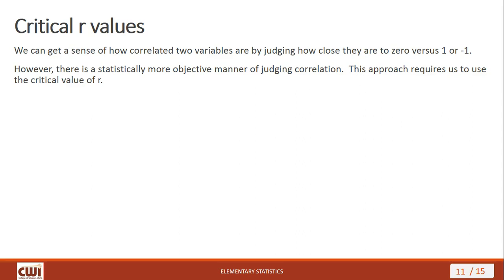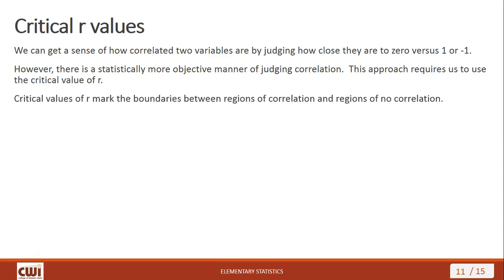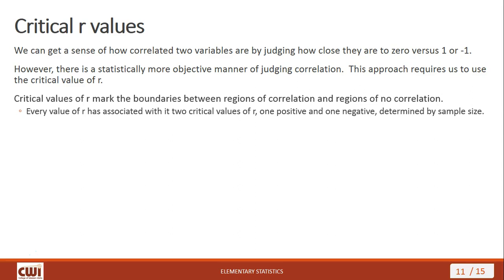So essentially what we have to do first is calculate the critical R value, and then we compare it with the R value that we get from our data to determine whether or not we have a correlation between our two variables. Critical values help us to do that because they mark the boundaries between regions of correlation and regions of no correlation. So every value of R has associated with it two critical values of R. One is positive and one is negative. And those values are determined by your sample size.